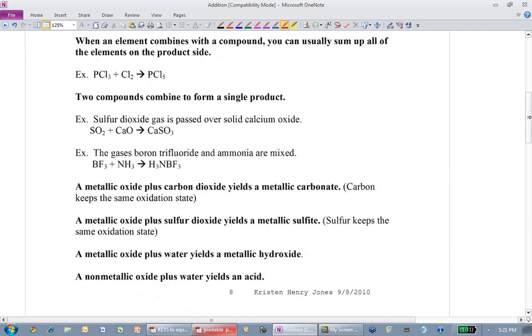So when an element combines with a compound, you can usually just sum everything up, just squish it all together. So PCl3 plus Cl2 yields PCl5. Easy to balance, too. Two compounds combine to form a single product. Sulfur dioxide gas is passed over solid calcium oxide. So we're going to make calcium sulfite out of that. Just squish it all together.